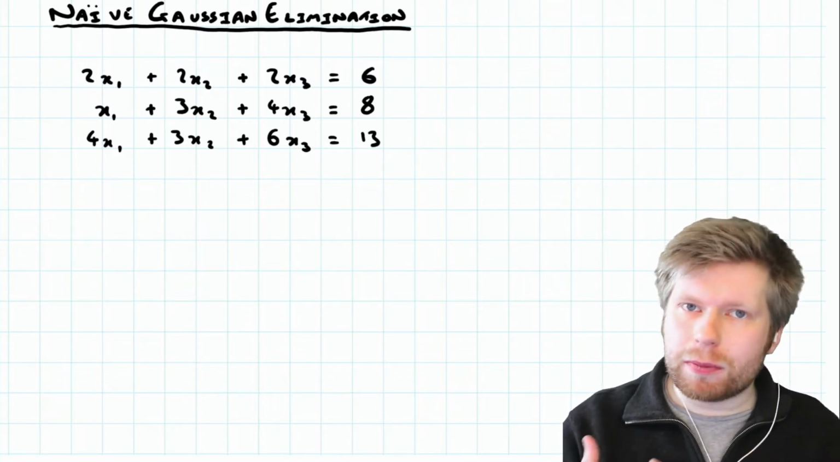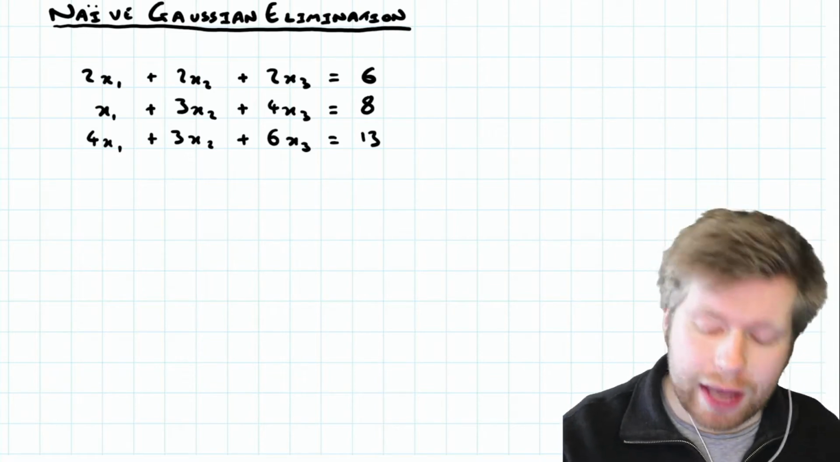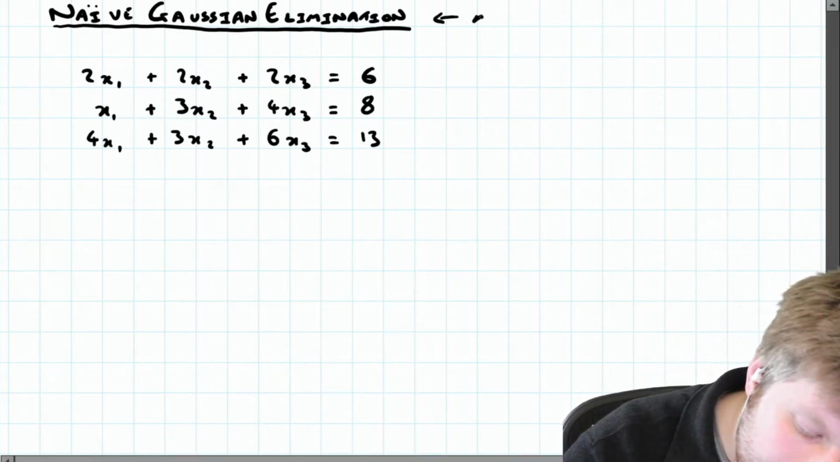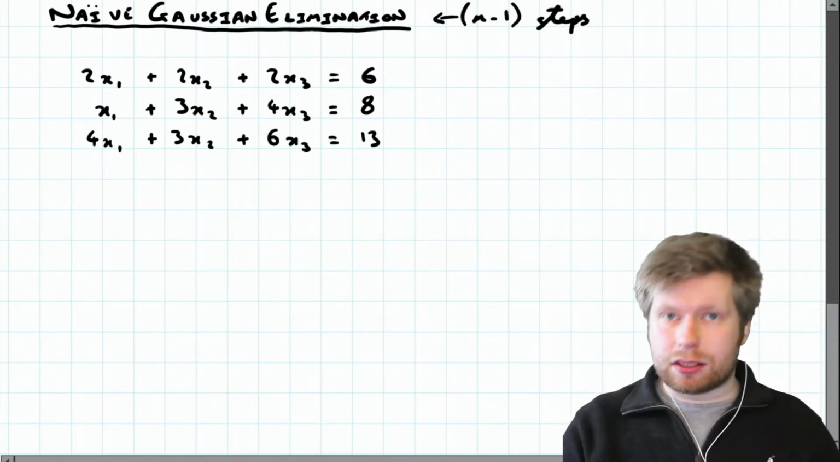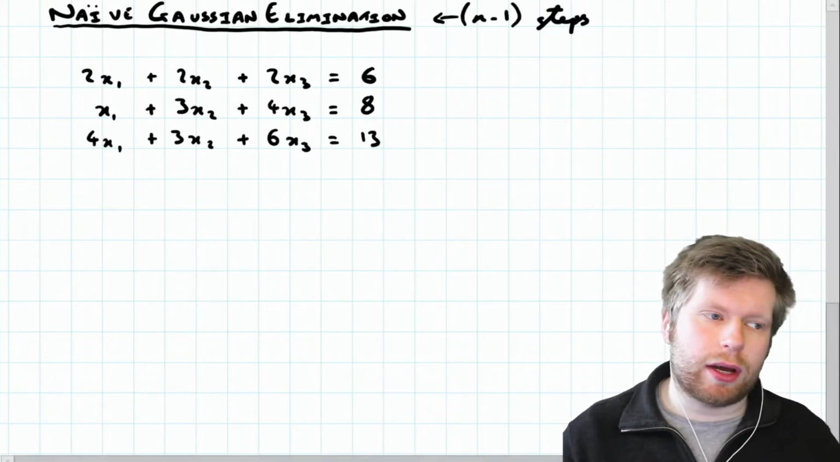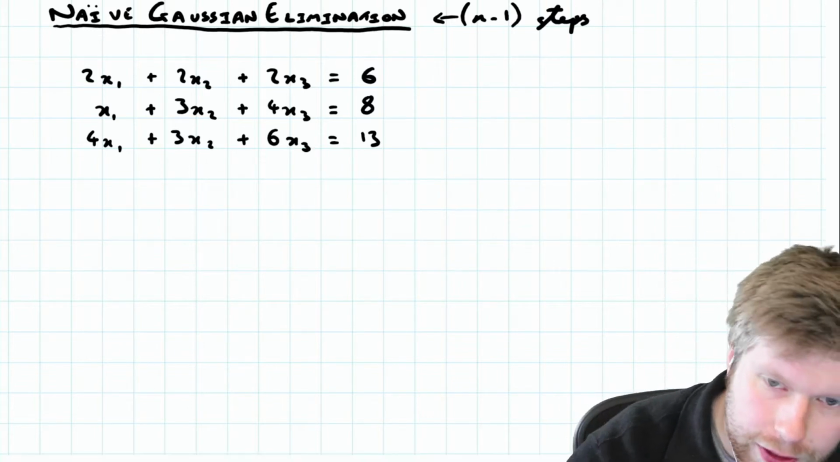Now, thinking about the optimization and the efficiency of the algorithm, I know that with naive Gaussian elimination, if there are n unknowns and n equations, I'm expecting n minus 1 steps in order to solve this. So in this case, there are 3 unknowns, 3 equations. I'm expecting 2 steps in order to solve this using naive Gaussian elimination. So, a bit of work to do to make sure we're set up properly first.